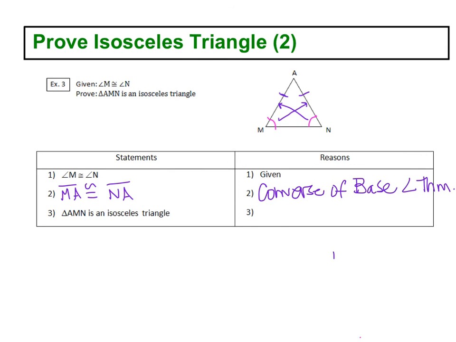Alright, well, right there is enough information to say that we have an isosceles triangle. We've got the two legs of the triangle that are congruent. So triangle AMN is an isosceles triangle. And how do we know? Because that is the definition of isosceles triangle. And there's a nice quick little proof.